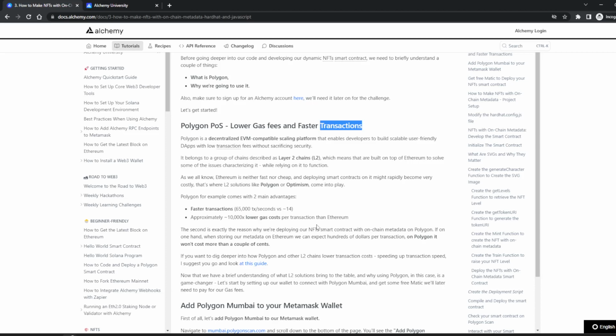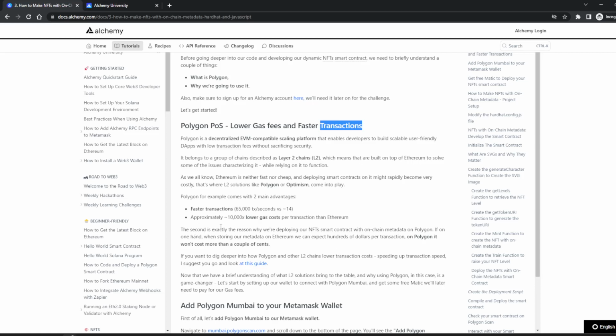As we all know, Ethereum is neither fast nor cheap, and developing smart contracts on it might rapidly become very costly. That's where L2 solutions like Polygon or Optimism come into play. Polygon, for example, comes with two main advantages: faster transactions, and approximately 10,000x lower gas cost per transaction than Ethereum.